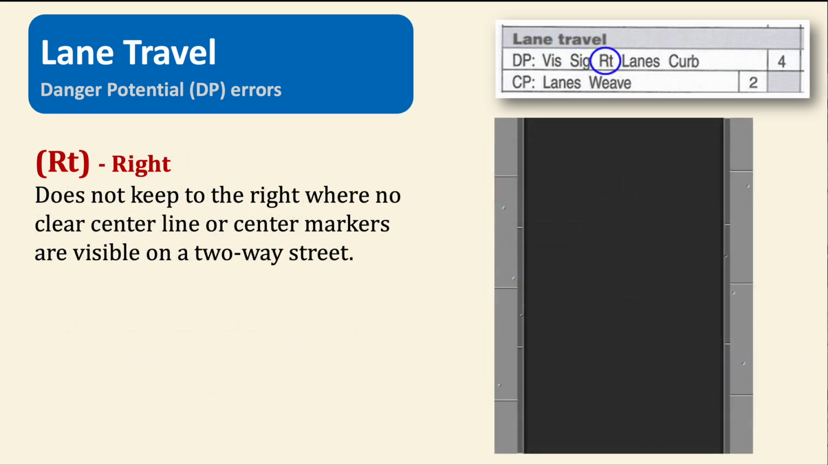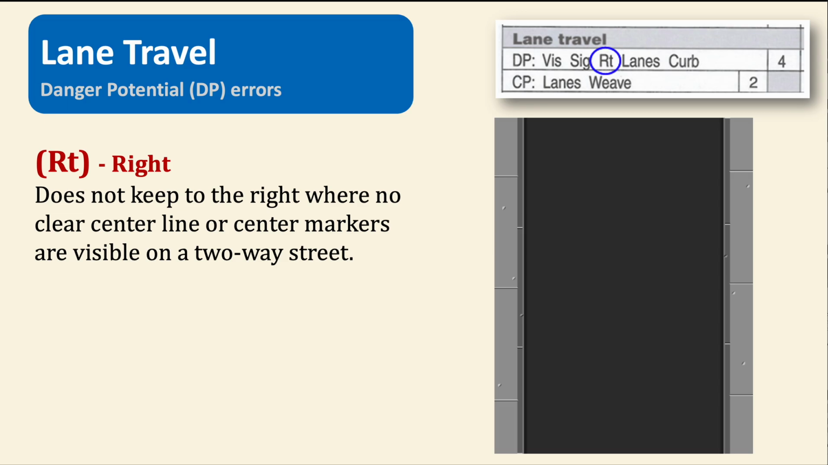RT stands for right. This means the applicant did not keep to the right when there's no clear center line or center markers visible on a two-way street. So typically you'll see applicants sometimes ride right down the middle of an unmarked road like this. That's appropriate to score RT, not keeping to the right.